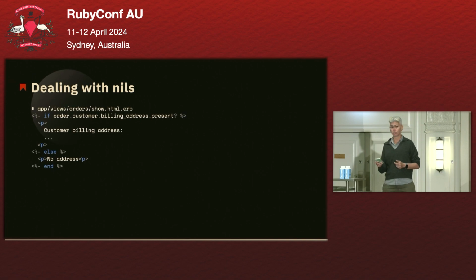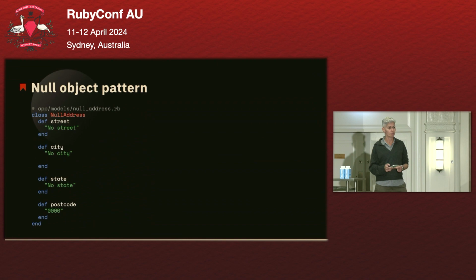So your view is going to be littered with a lot of if-else conditionals, which is, again, logic in our views, which is not great. So there is a better way. The better way that I prefer to use is the null object pattern. In this case, I created a new model called null address. It lives in app models, and it takes all the other attributes that an address will have, but it returns canned responses to them.